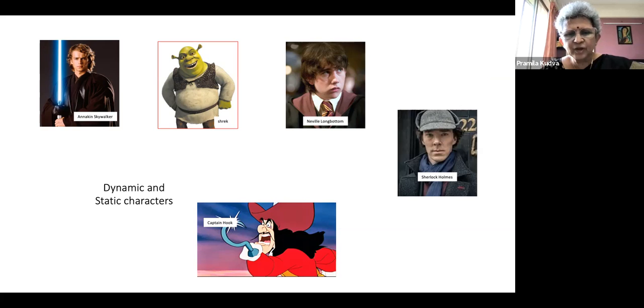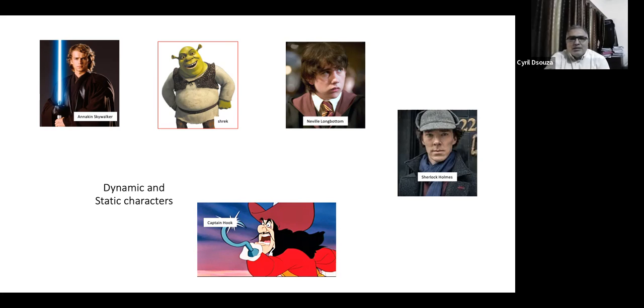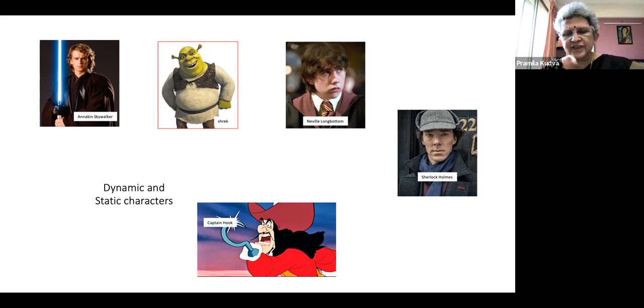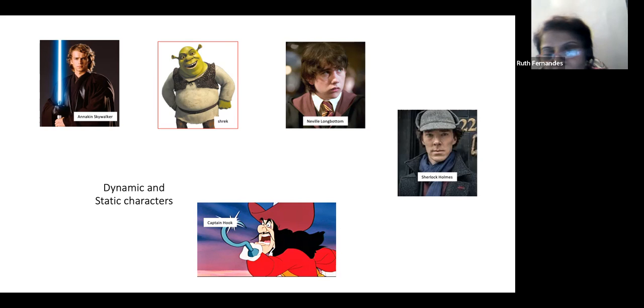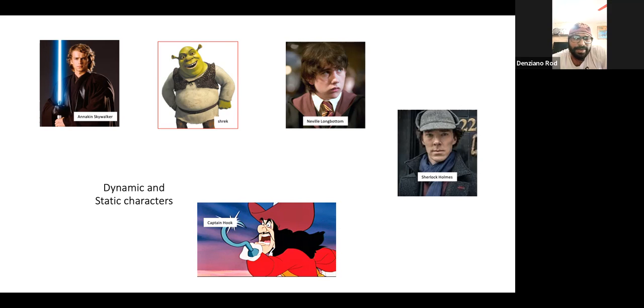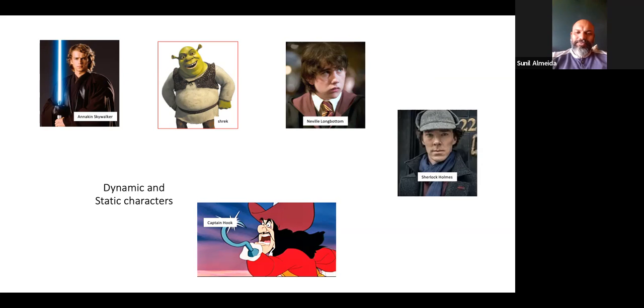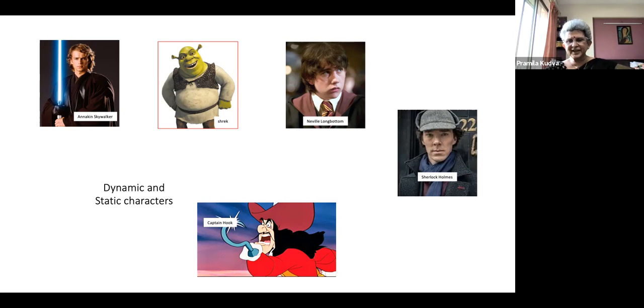Okay. What about Captain Hook? Dynamic. How is he dynamic? Justify. Sometimes he acts cunning, sometimes he acts menacing. So he keeps on changing from one thing to the other. But the negative side doesn't become positive, does it? His one purpose in life is to catch Peter Pan. Absolutely. Does that change? He's more of a static figure because his objective of getting Peter Pan doesn't change. So he's more of a static figure.